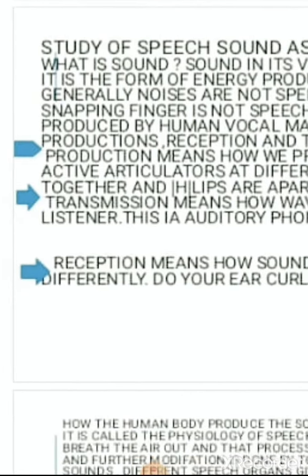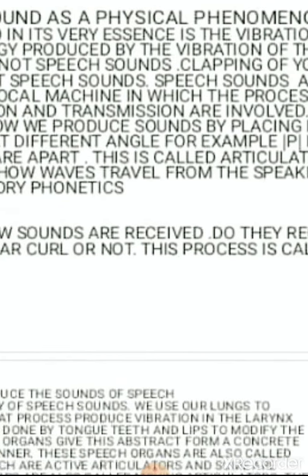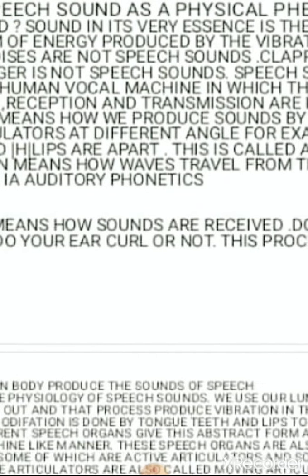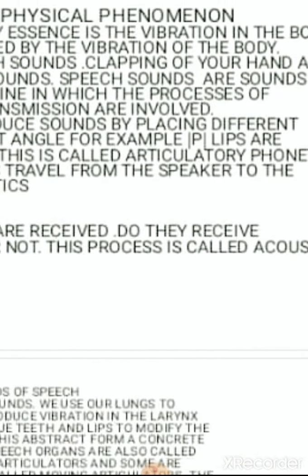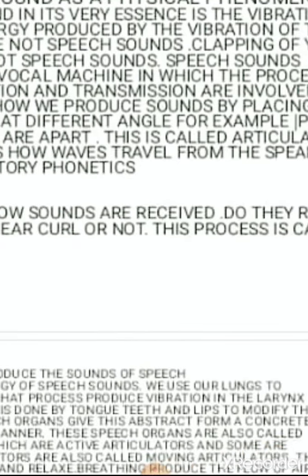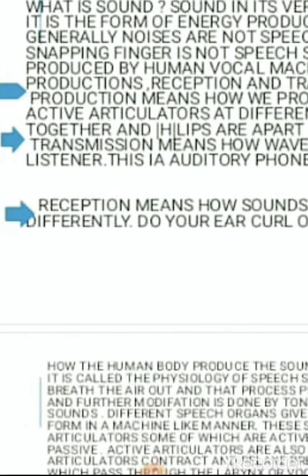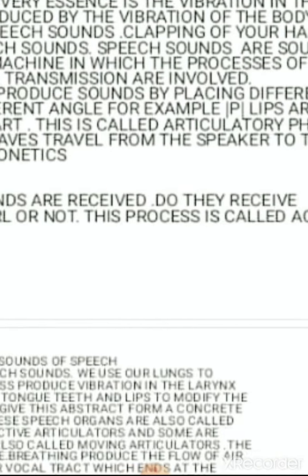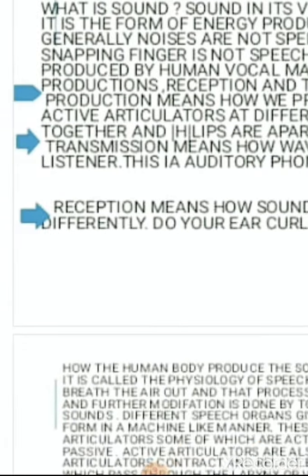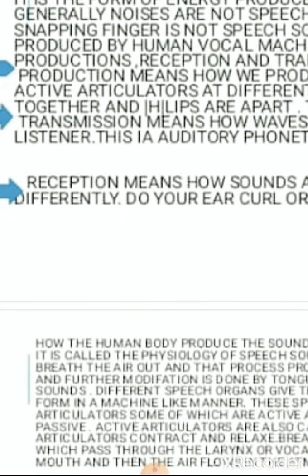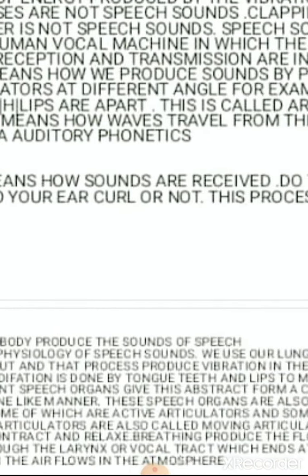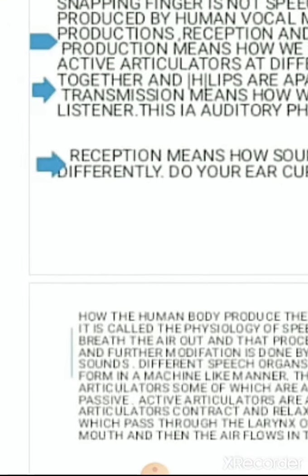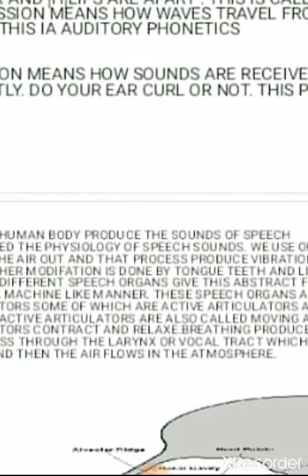So what does production mean? How we produce sounds by placing different active articulators at different angles. For example, lips: pa. When we produce pa, lips are together, and when we produce ha sound, lips are apart. This is called articulatory phonetics. Then the other is transmission. We also study transmission. Transmission means how waves travel from the speaker to the listener. This is auditory phonetics.